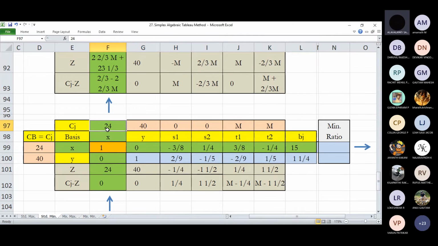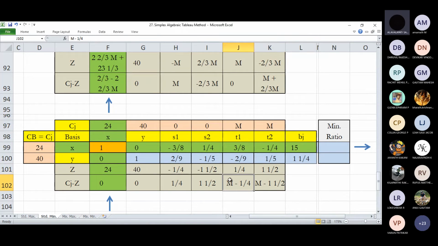Then you subtract Z from Cj. So Cj is 24 minus 24 is 0. 40 minus 40 is 0. 0 minus of minus 1 by 4 is 1 by 4. 0 minus of minus 1 by 2 is 1 by 2. M minus 1 by 4. M minus 1 into 1 by 2.